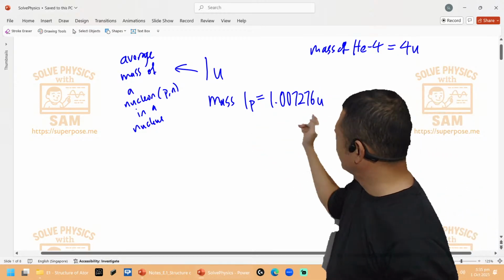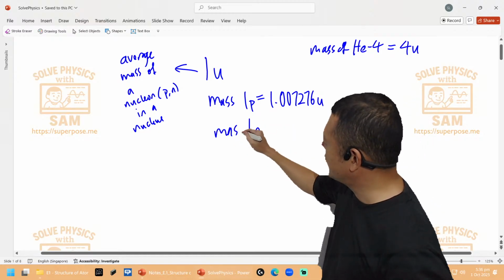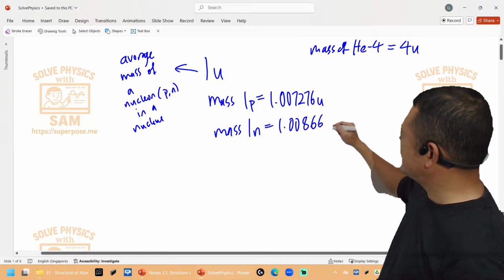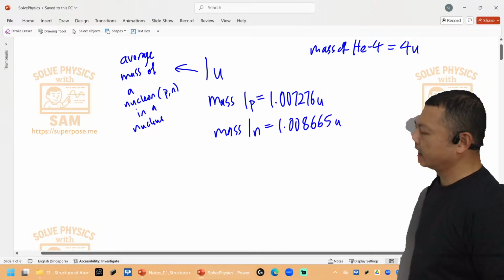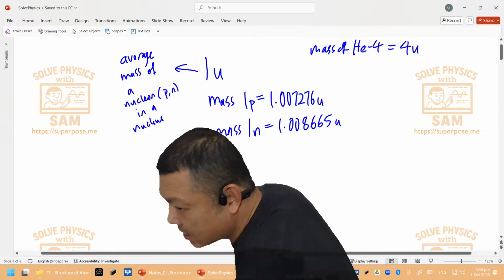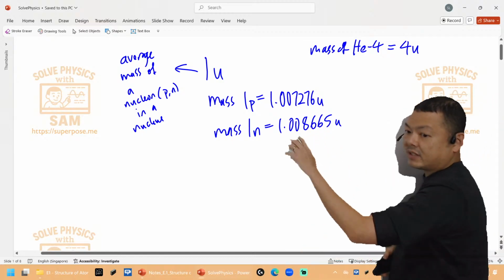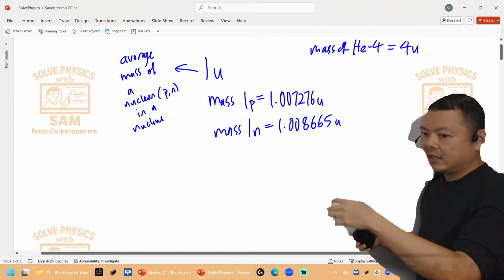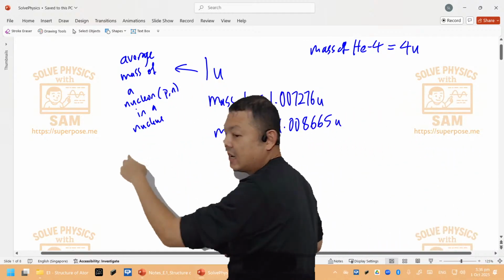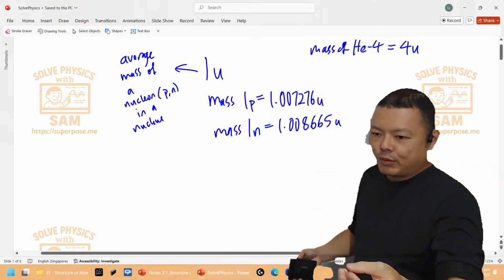And then how about 1 neutron then? What's the mass of 1 neutron? 1.008665 U. Okay? So you need to understand that the individual masses of protons and neutrons are actually higher than the average mass of the same nucleon in a nucleus. So the idea here is that when you form the nucleus, the protons and neutrons lose weight.